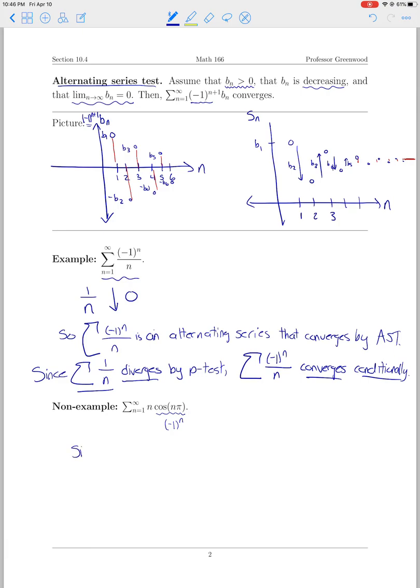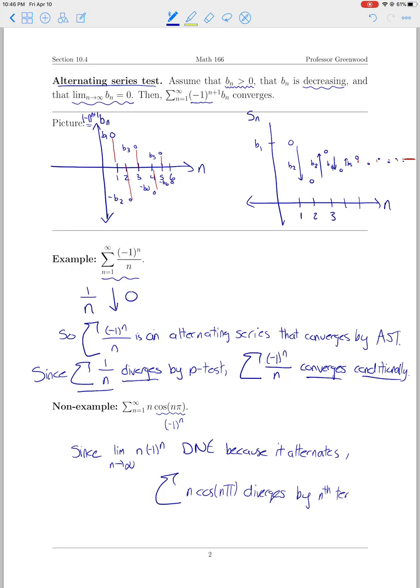The limit as n goes to infinity of n times minus 1 to the n does not exist because it alternates. That means that even though this is an alternating series, it still diverges. And this diverges by the nth term test. As a reminder, the nth term test is what tells you to look at the limit of your sequence, and if the limit is not 0, then you know that the series must diverge. If the limit is 0, you have to try something else. But fortunately, in this case, the limit was not 0, and so we're done.